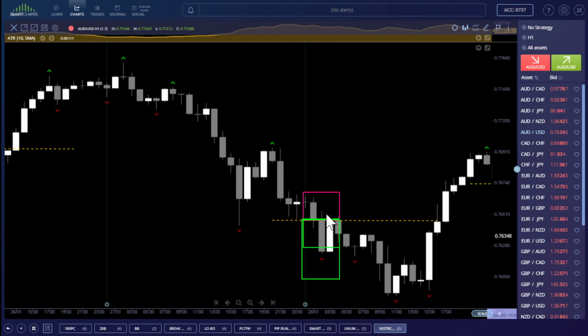Notice how we're making lower highs. So keeping your stop above the candle, you're going to survive that pullback. Then price moves on. So you got that trade.